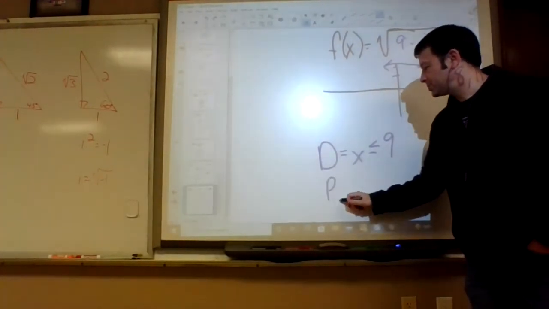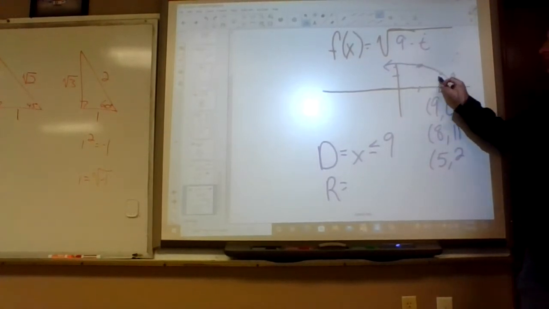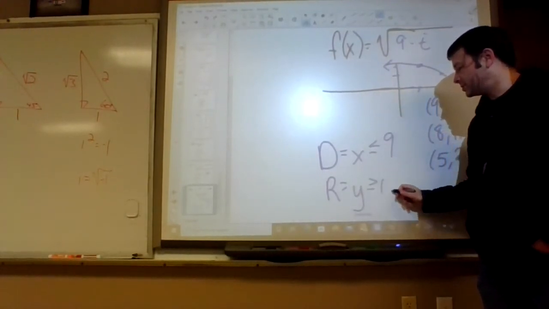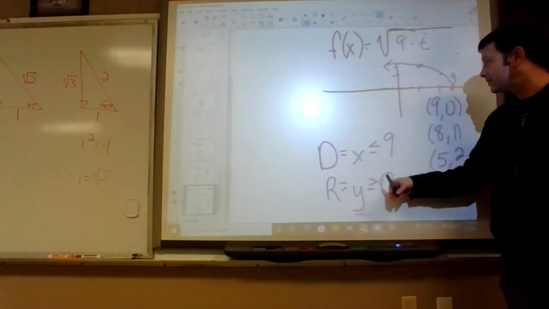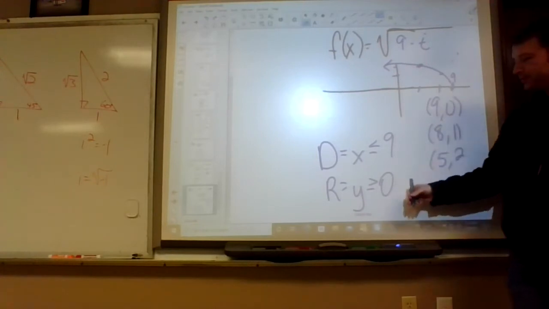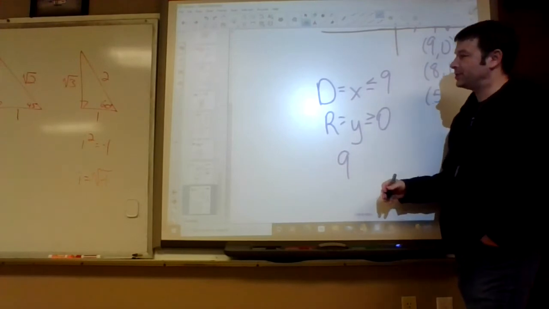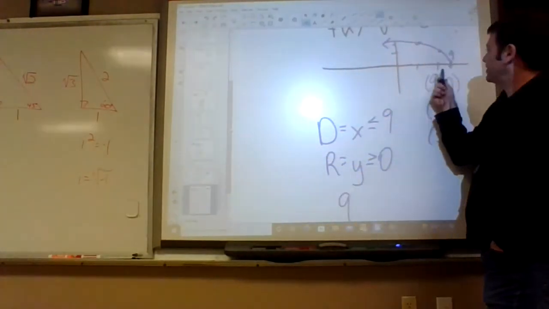The range, what about the range? Y is greater than or equal to 0. Yeah, it goes up forever. It goes up slowly, but it does keep going up. And what are the zeros of the function? No, 9. 9 is where the function equals 0. If you plug in 9, you get 0. That's why there's a point at 9, 0.